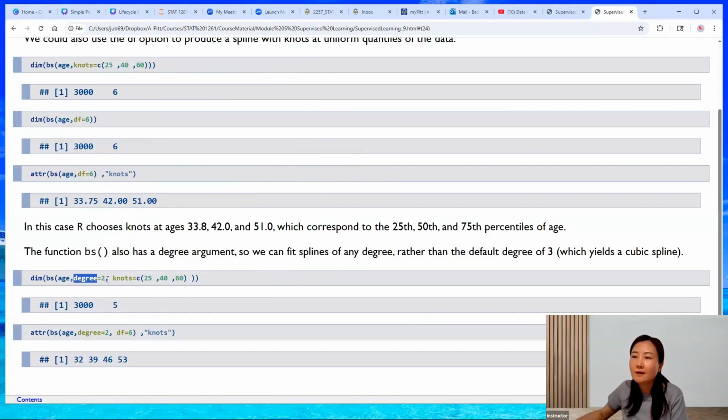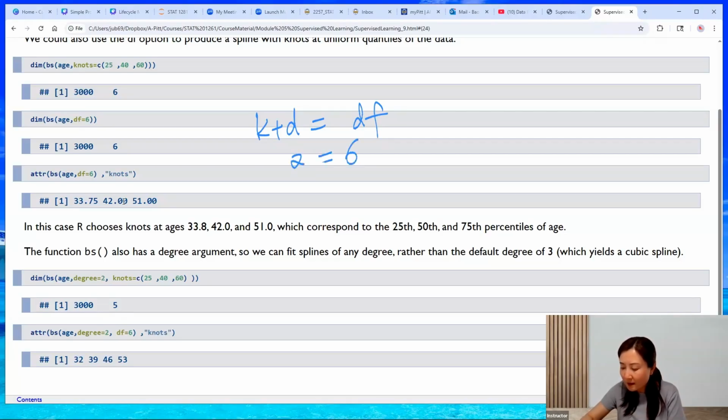You can also change the degree. By default, it's 3, as I said, but you can make it 2. Then with the same number of knots, the degrees of freedom will be smaller, because D is smaller. And if you still want to have 6 degrees of freedom, more knots are needed, because K plus D is equal to the total degrees of freedom. If the degree is 2, and total degrees of freedom is 6, then K must be equal to 4. So you have to have 4 knots, and I will put them in uniformly.